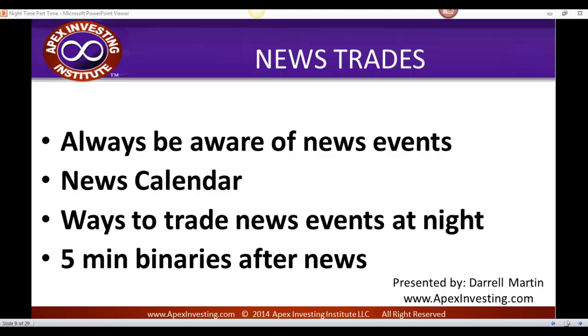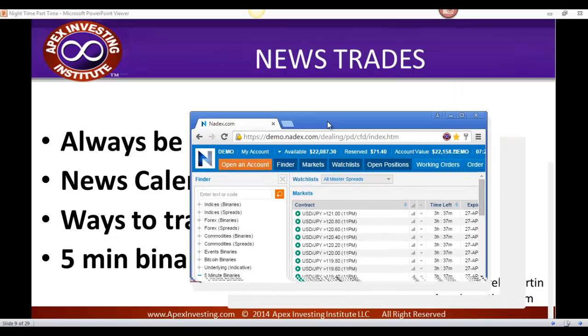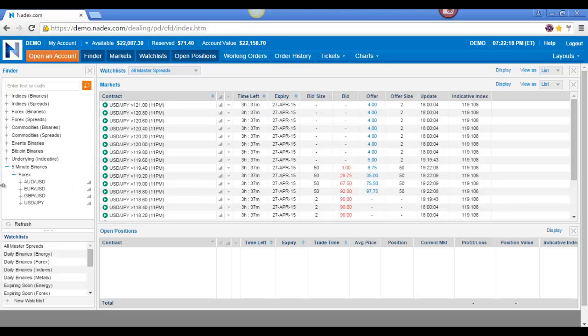So let's talk about nighttime at first, then we'll talk about part-time during the day. What markets move faster at night? What is the best thing to trade at night? People always ask that, all right? People ask about the five-minute binaries. Well, again, you've got four different ones to choose from. You've got Aussie dollar, Euro dollar, pound dollar, and dollar yen.